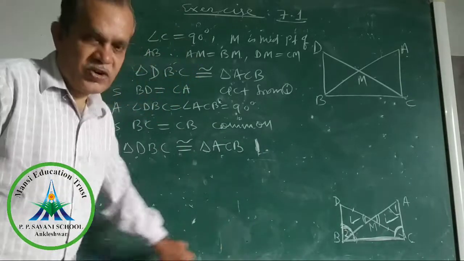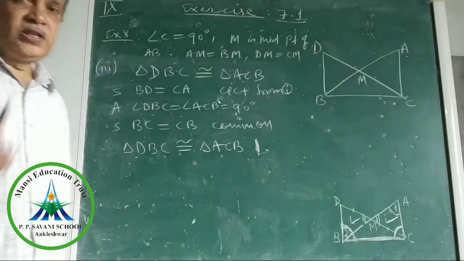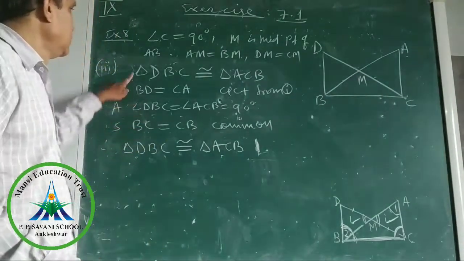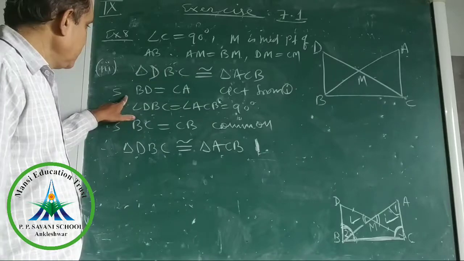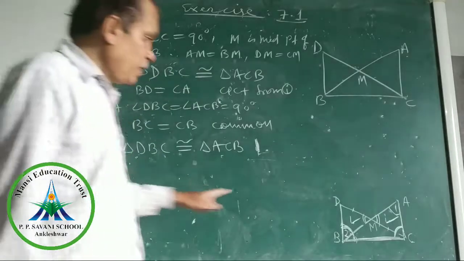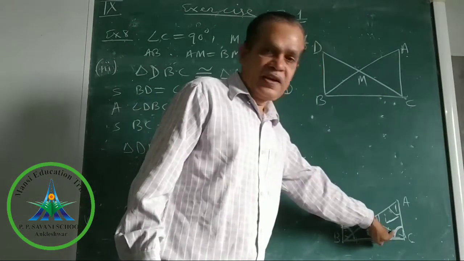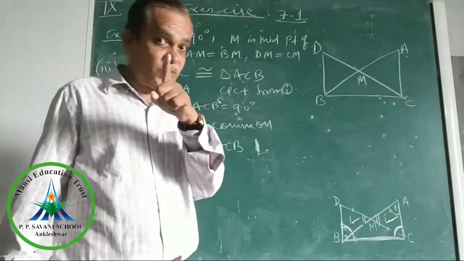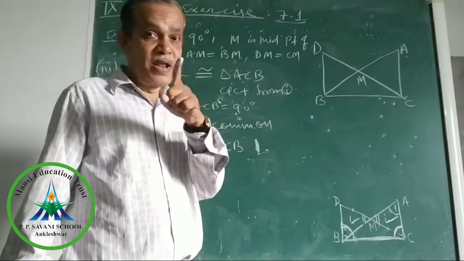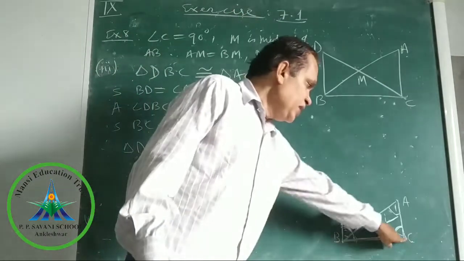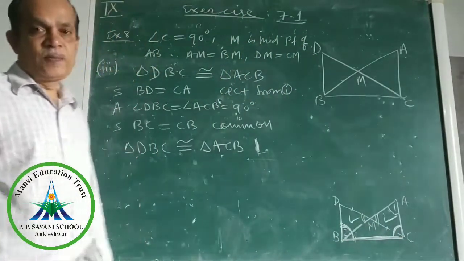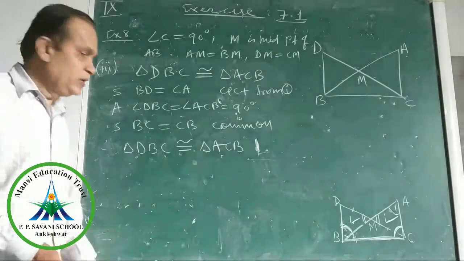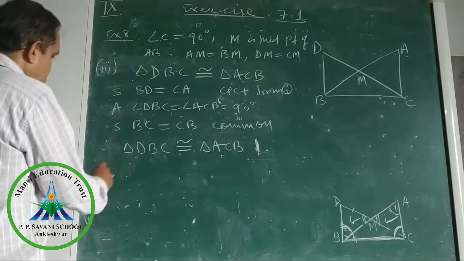Students, did you understand? Please see the video 2 times, listen to my words and understand. We read the rule: 90 degrees, DB equal to AC, which we proved from the first one, AMC congruent to BMD. BC equal to CB common, therefore by the side angle side rule, these triangles are congruent. Right students?